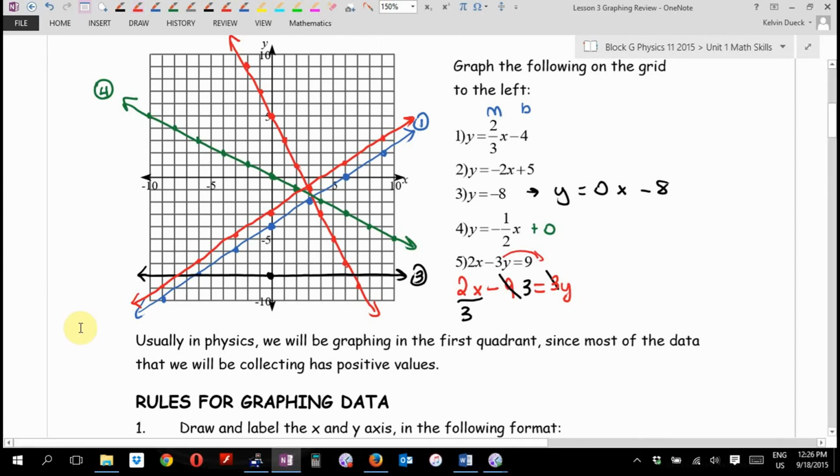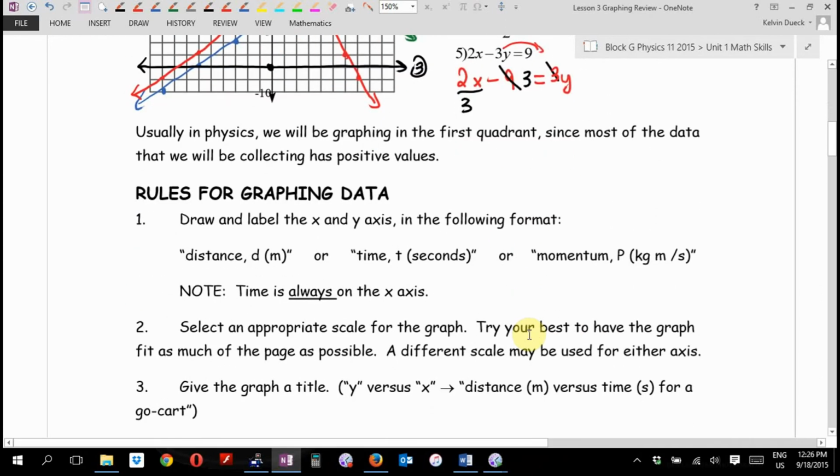Drake, read along with me. It says this. Usually in physics, you're going to be graphing in the first quadrant. Usually in physics, Dylan, we'll be graphing up here because usually we won't have negative data. So although I've walked you through generic equations, Riley, most of the time our equations will be in the top right corner. Not only that, because we're graphing data, there are some extra rules.